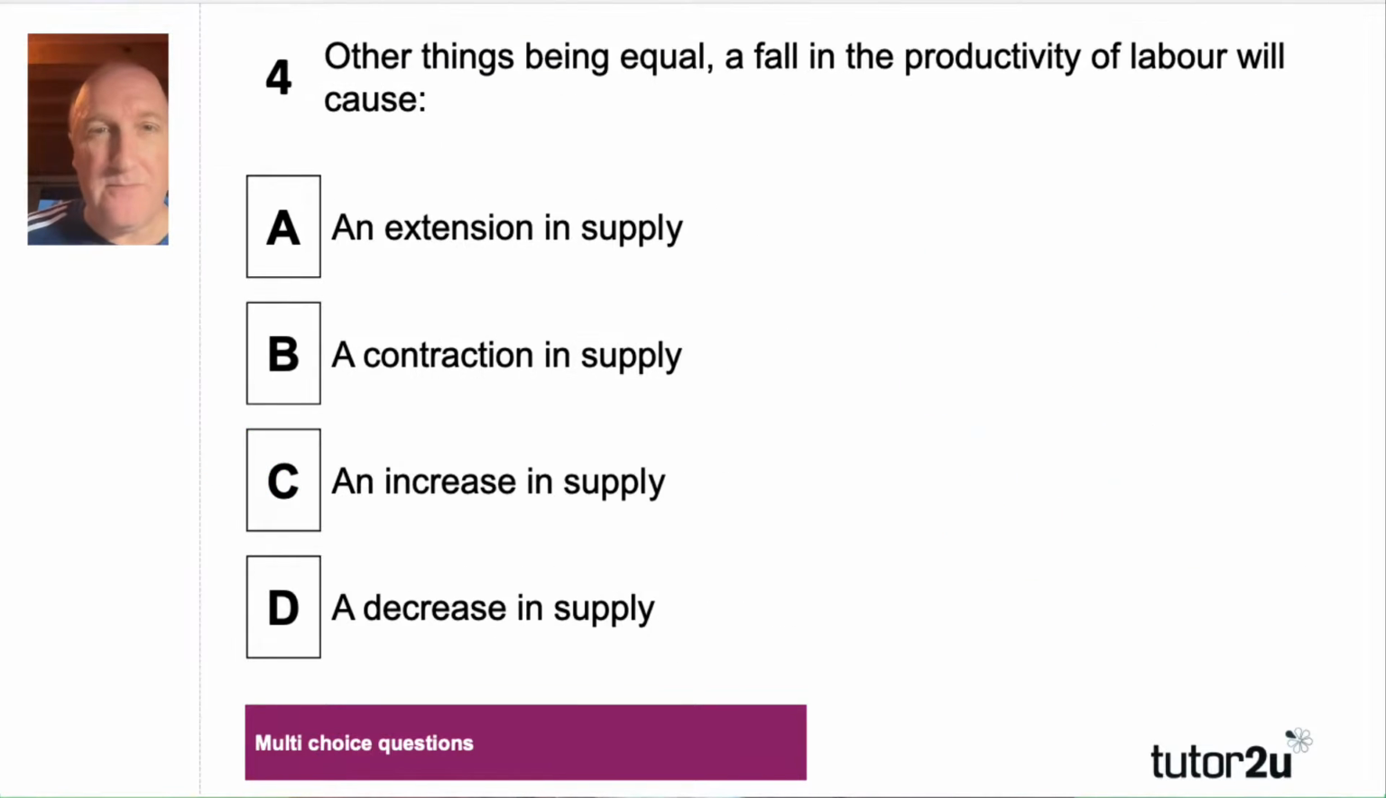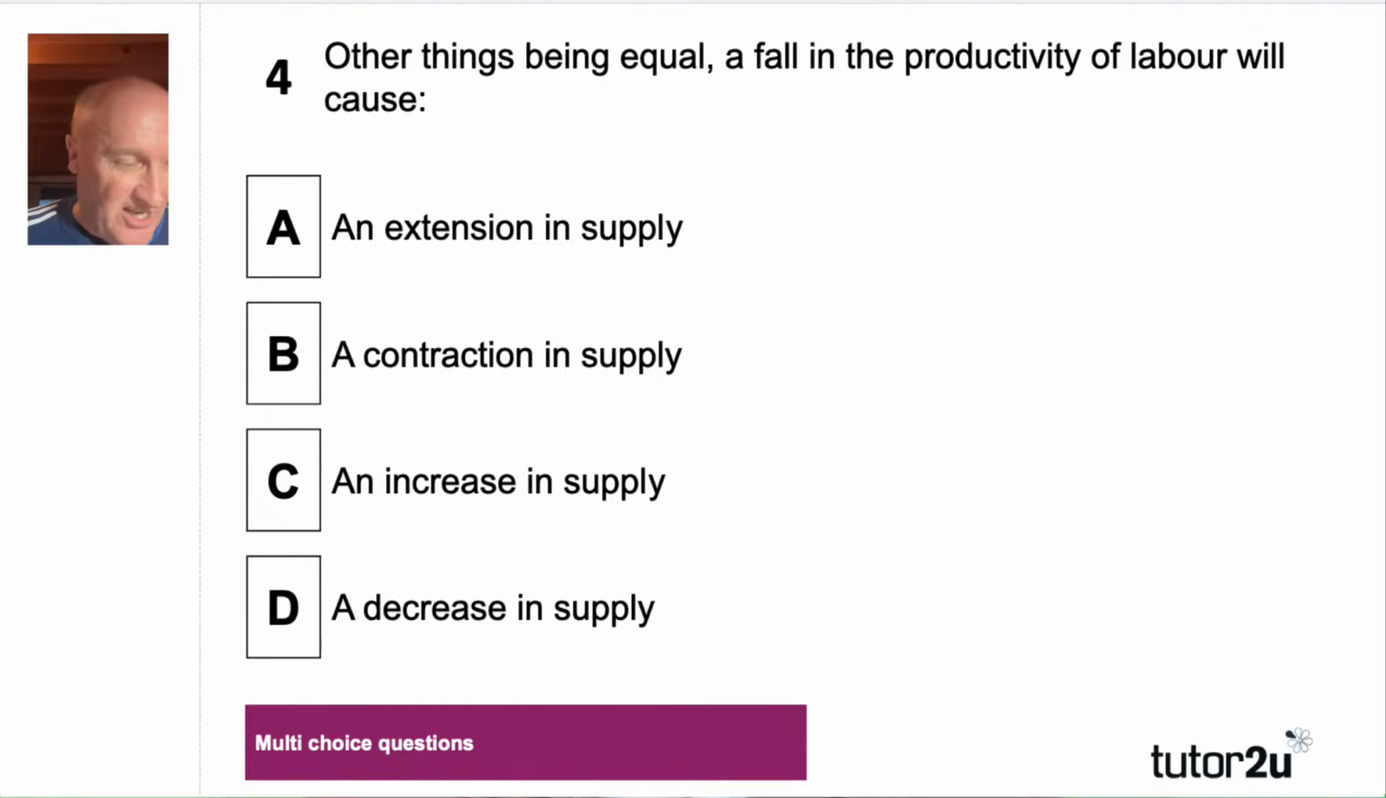Question 4 coming up. Other things being the same, ceteris paribus, other things remaining equal, a fall in the productivity of labour will do what? So again, A, B, C, and D. Fall in the productivity of labour will cause what? An extension in supply, a contraction in supply, an increase in supply, a decrease in supply. What do we think the answer is for question 4?